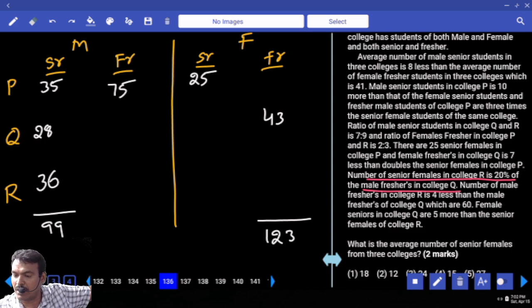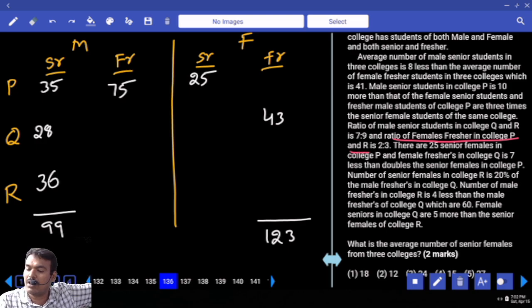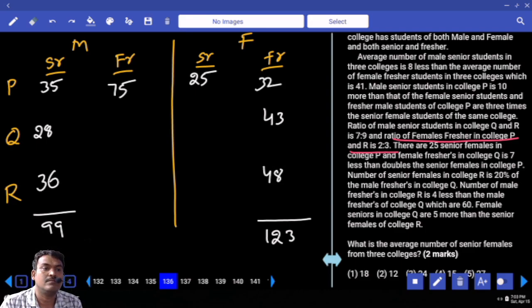Next, number of senior females in college R is 20% of male freshers in college Q. Male freshers in college Q, any data? No. And one more line is given. Ratio of the female freshers in college P and R is how much? 2:3. Out of 123, 43 completed. What are the remaining? 80. That 80 is split in 2:3 ratio. How many parts? 5 parts. 5 parts are 80. Every one part is 16. 2 parts are 32. 3 parts are 48.